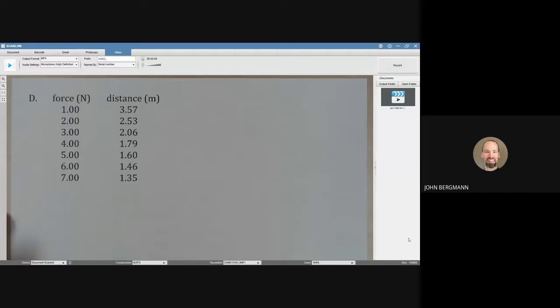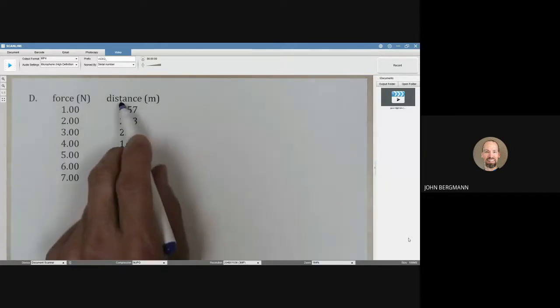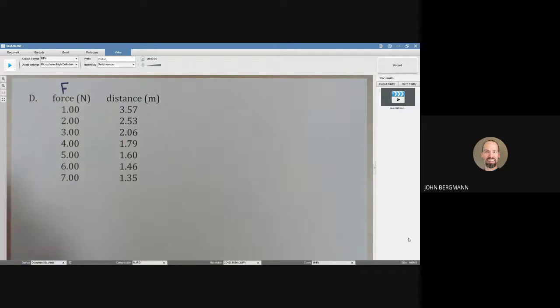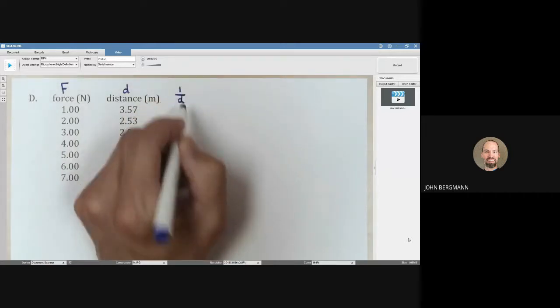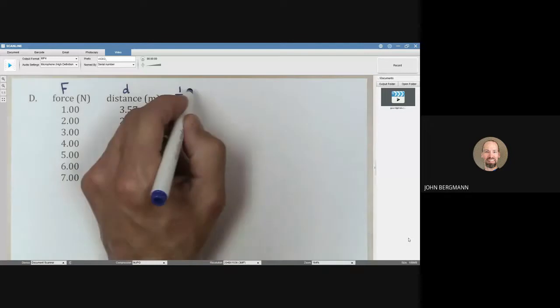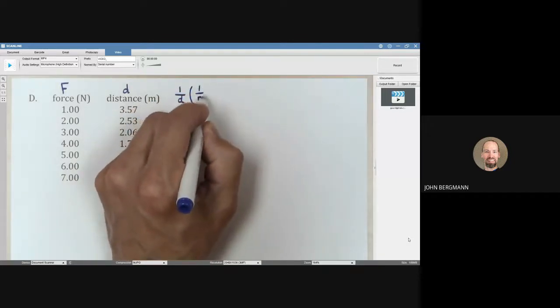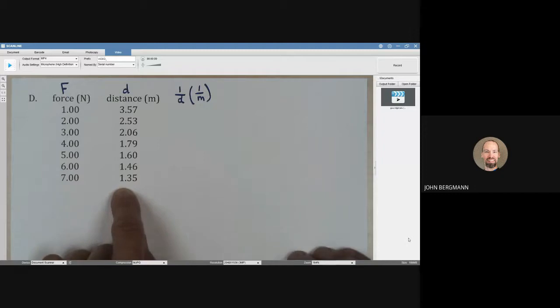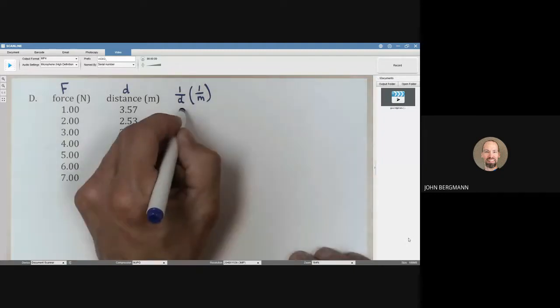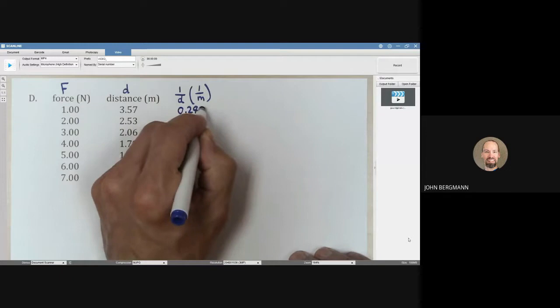So what we want to do is take the decreasing data set and take the reciprocal of all of those points, including the variables. The variable for force is usually capital F, and the variable for distance is going to be D. So the new data column is going to have the variable 1 over D, because we're taking the reciprocal of everything, and the unit will be 1 over meters. Then into our calculator, we go 1 over 3.57, etc. for all of those. And as I determined, here are what those come out to.